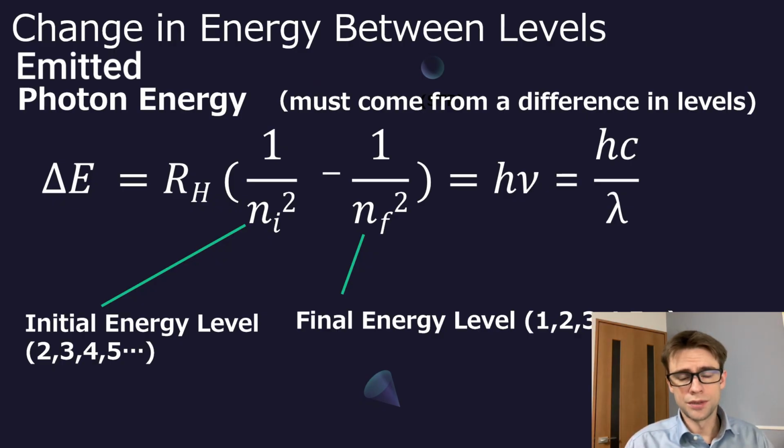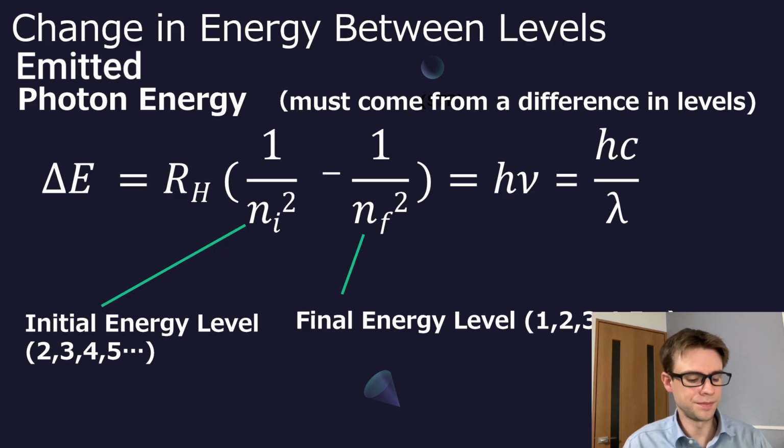Alright, so we're not just interested in the energy of a specific level, but what we most of the time observe is going to be what's emitted and absorbed, right? And that is the difference between two energy levels. So that brings us to the energy equation for the gaps, delta E, the difference between energy levels. This will also be the photon energy of electromagnetic radiation that is absorbed or released. This must come from a difference in levels.